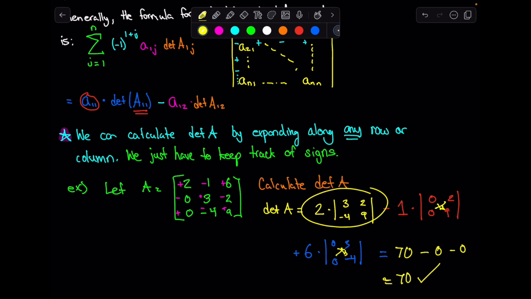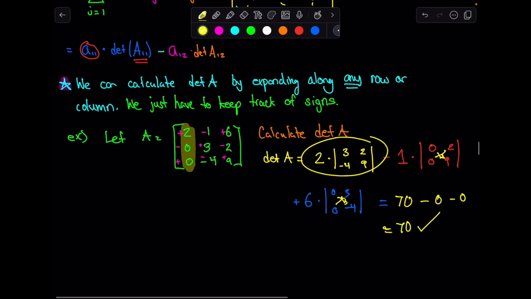But I could also have chosen to do this problem by expanding along the first column. Now, why would that be a good choice? Well, this is a good choice because we have a bunch of zeros in this column. So if I want to do this same process, I'm going to use the pink pluses and minuses to guide me again. So determinant of A is going to equal, just like we normally do, 2 times the determinant of 3, 2, negative 4, and 9.